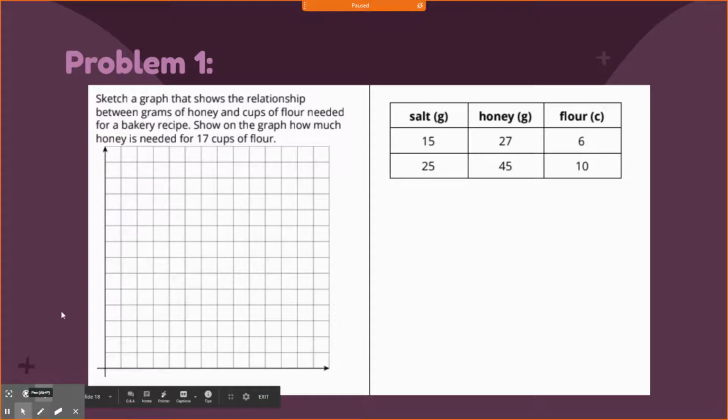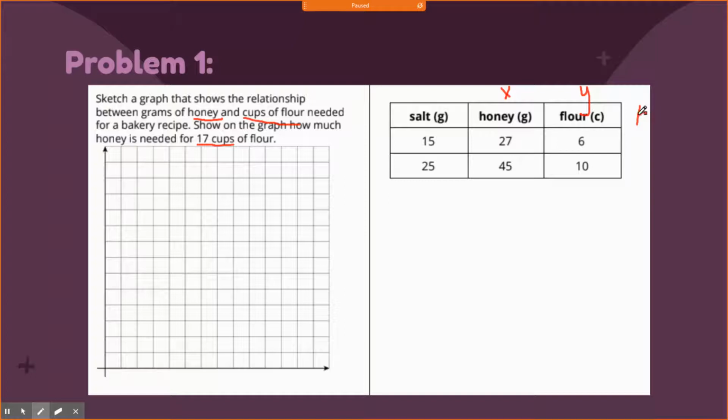All right, so let's work on problem 1 here. It says: sketch a graph that shows the relationship between grams of honey and cups of flour needed for a bakery recipe. Show on the graph how much 17 cups of flour is worth. Okay, so our grams of honey is going to be our x, our cups of flour are y, so we're going to start by writing our equation.